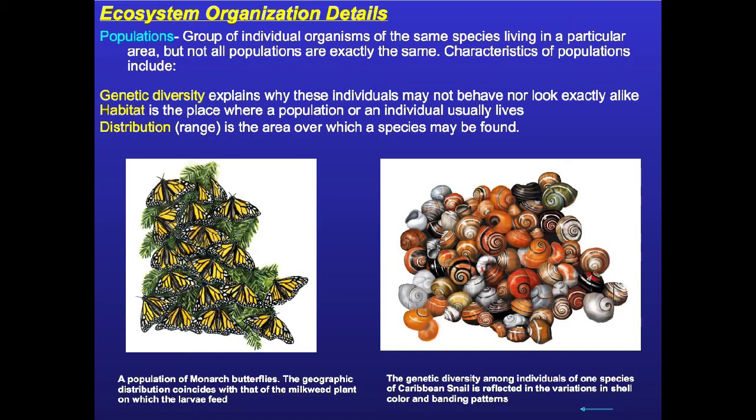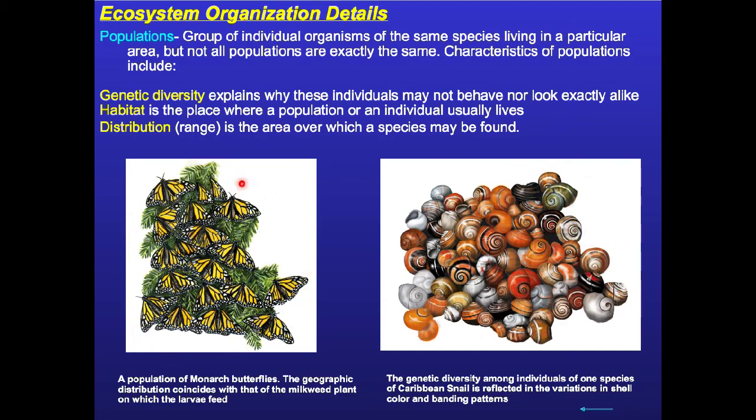And habitat is the place where the population or individual usually lives, and distribution, the range of which area over which a species may be found. So I've got two different populations here. We've got a population of monarch butterflies whose genetic diversity seems to be much less than this population of snails, Caribbean snails over here. If you take a look, all of these are the same species.